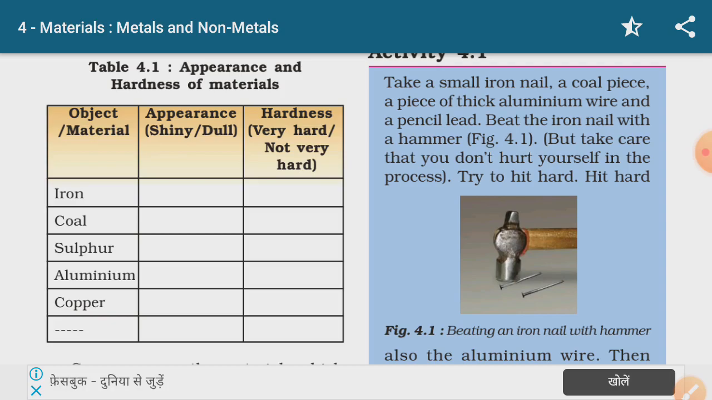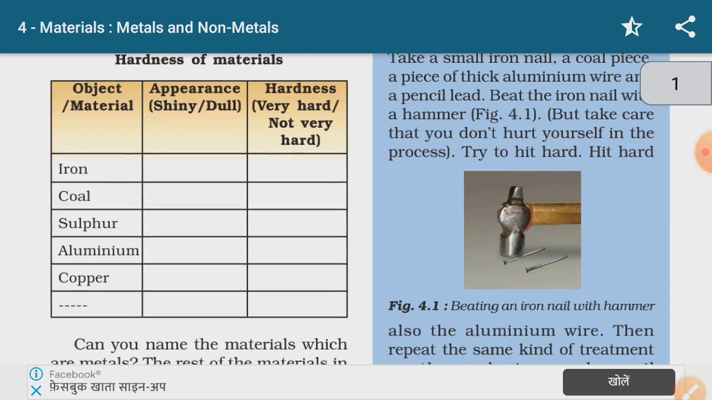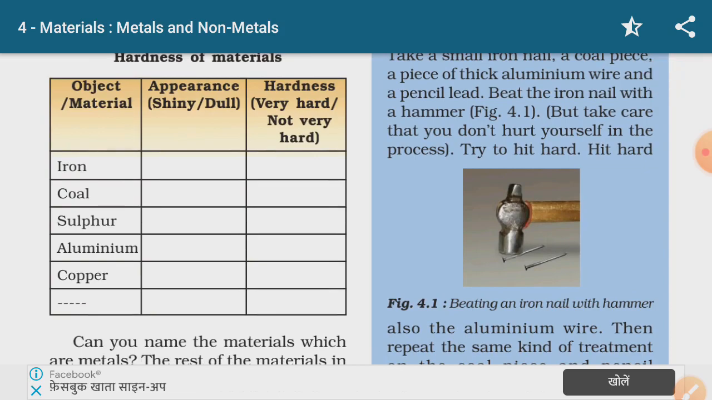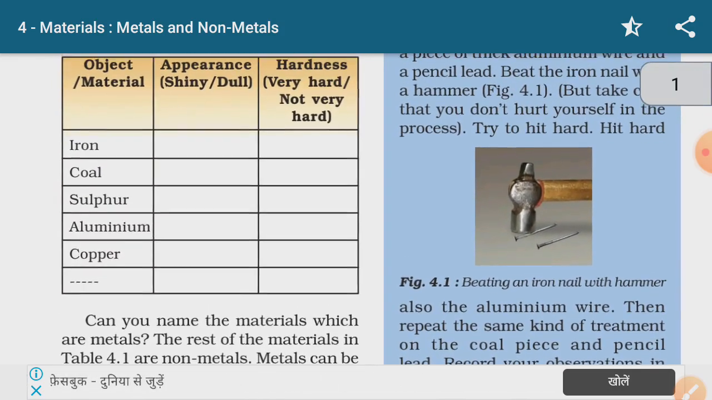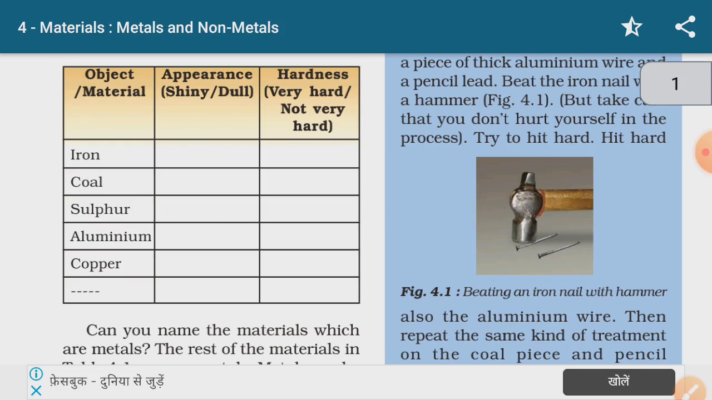Coal, on the other hand, will be dull. Dull means coal is a non-metal because it has carbon in it. Carbon is a non-metal, and hardness will be not very hard. Then again the third one is sulfur. Sulfur is again a non-metal, so it will be dull and not very hard.